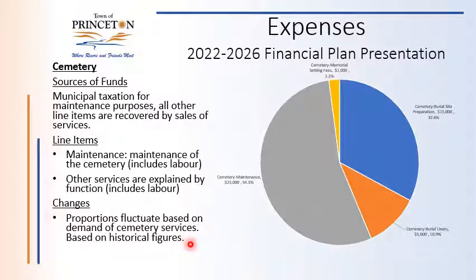It does fluctuate because it is a sales of service. So if less people buy cemetery services, the overall budget goes down and the maintenance budget is a higher percentage. And the opposite happens if we have lots of people who buy cemetery services, then it becomes more of a sale of service category and the maintenance budget shrinks as a percentage.